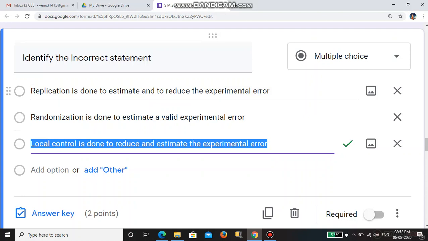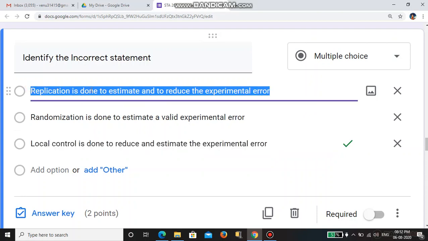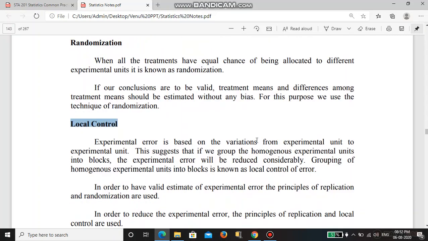Sorry, the first point they told the replication is done to estimate and to reduce the error, so this is true, and second point they told randomization is done to estimate a valid error, so this is also true. In third one they told local control is done to reduce and estimate the experimental error, okay, so this is false because local control will only reduce the error, okay, see here local control will only reduce the error, okay.